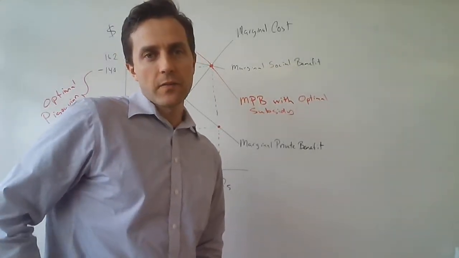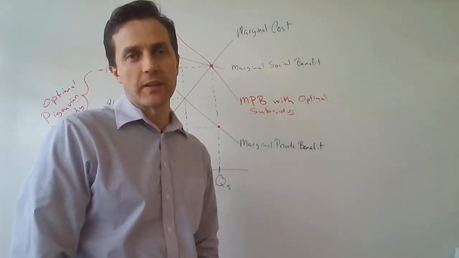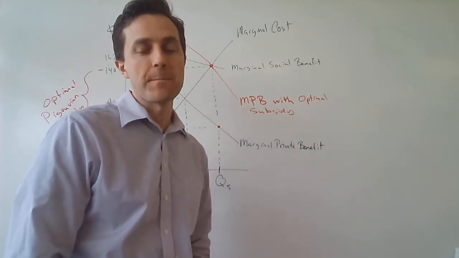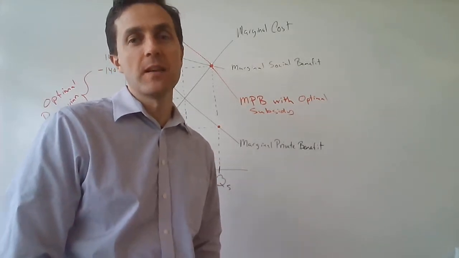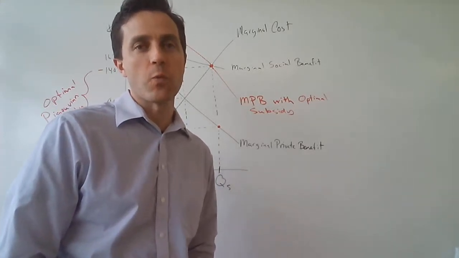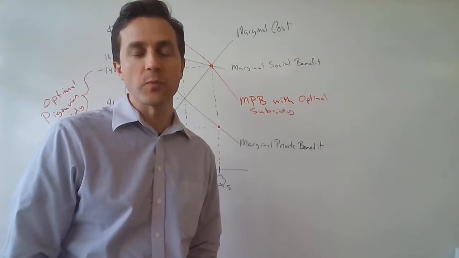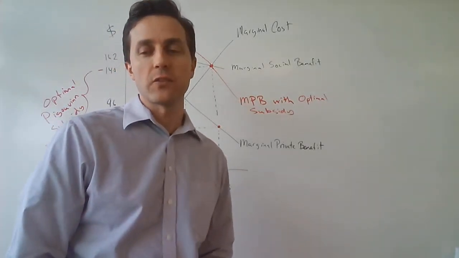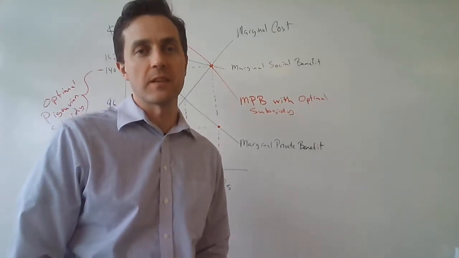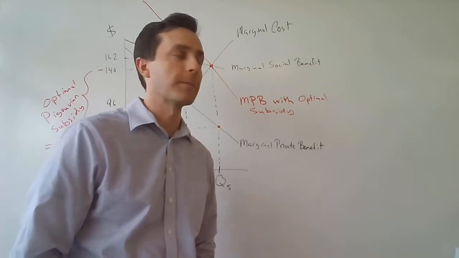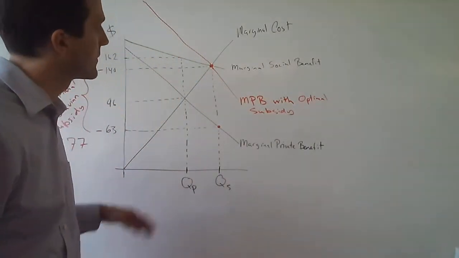All right, in this video, we are going to discuss an example where there is a market with a positive externality, and we want to figure out what is the optimal Pigouvian subsidy to bring that market to the level of output that is socially optimal.